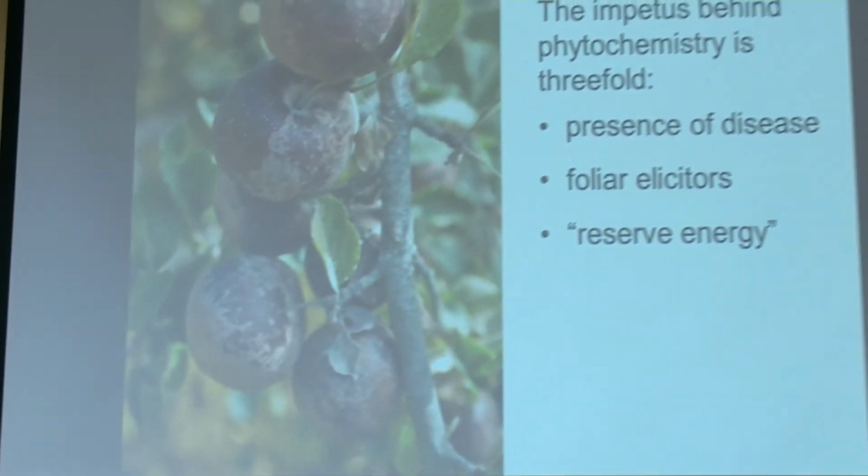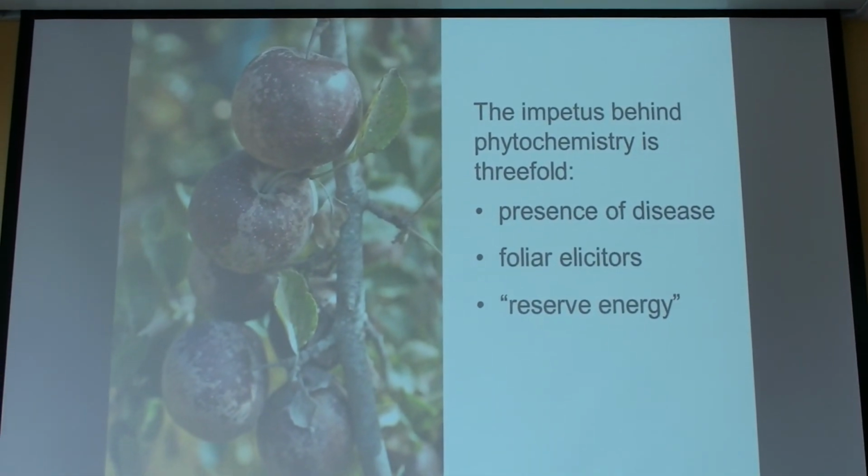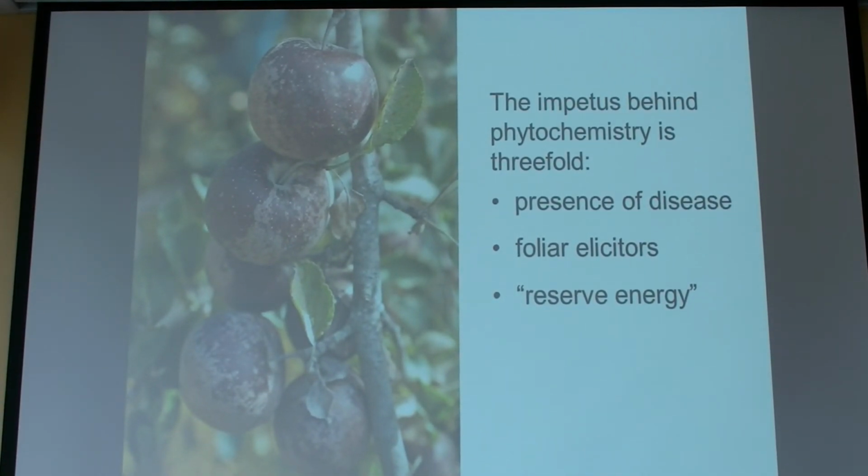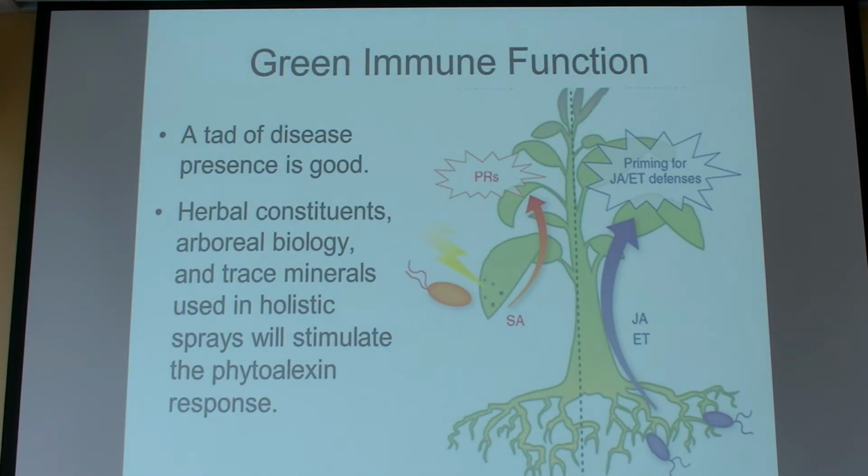I want to go a little bit deeper with the plant immune function. So here we're talking about the fact that there's some disease to begin with that triggers the everyday immune aspect of the plant. We can also trigger the adaptive immune aspect by the use of foliar sprays, and the reserve energy is coming from the fungi. This is a kind of a plant pathology mini lesson.